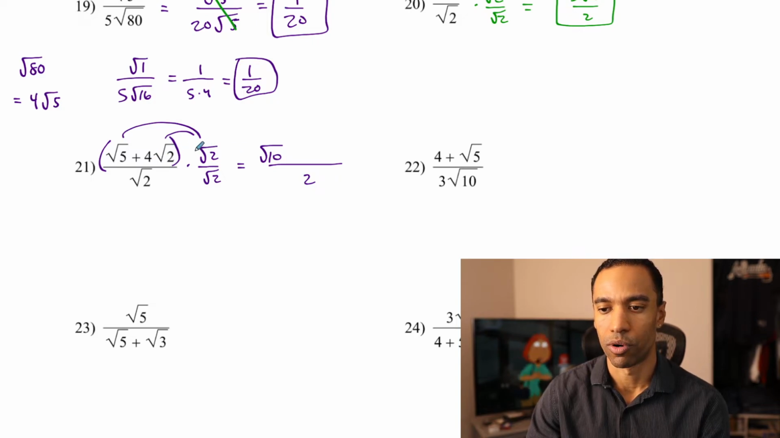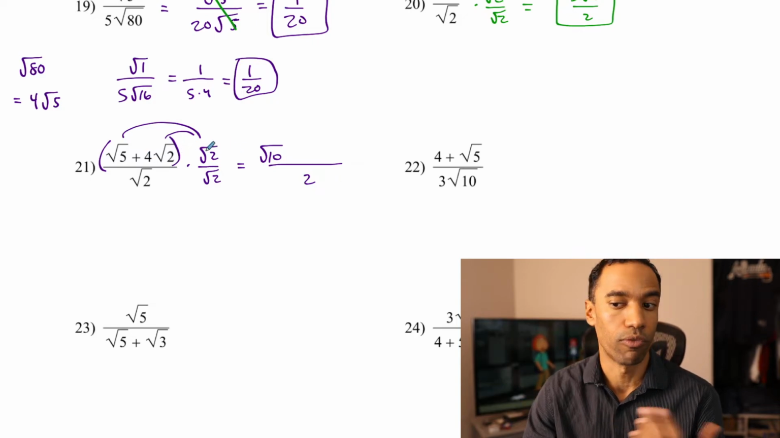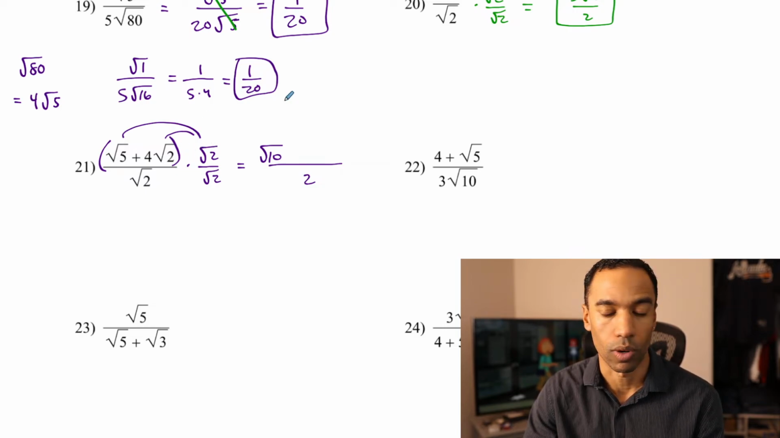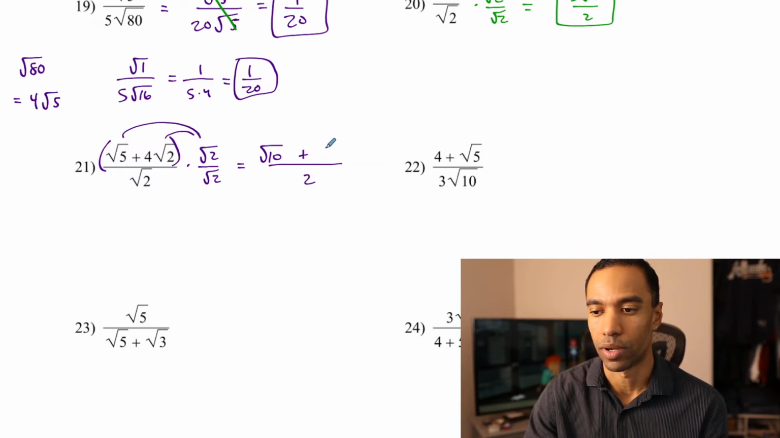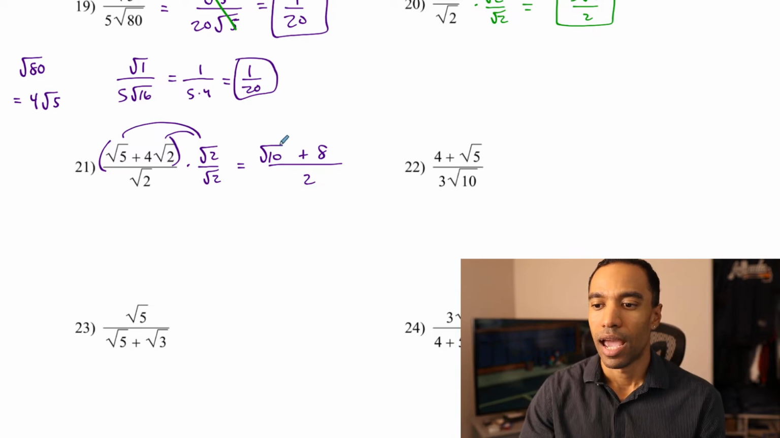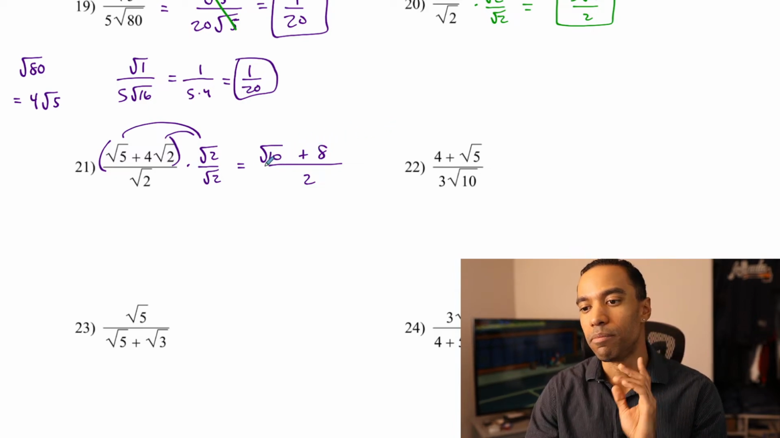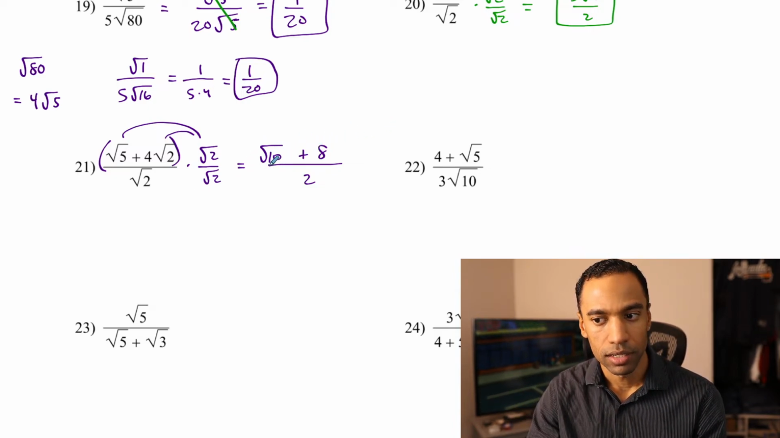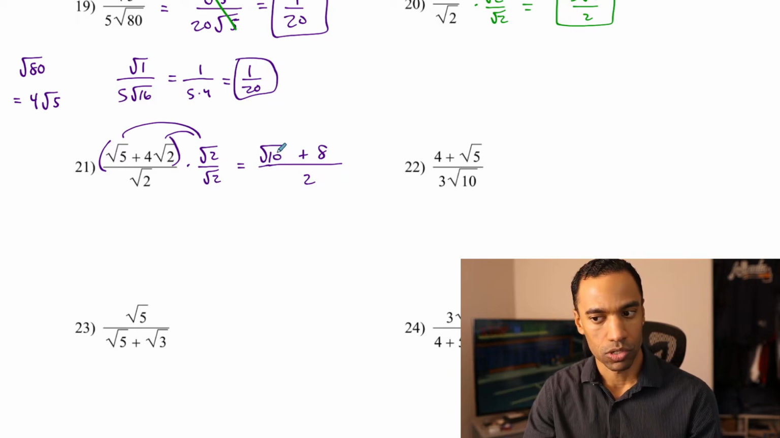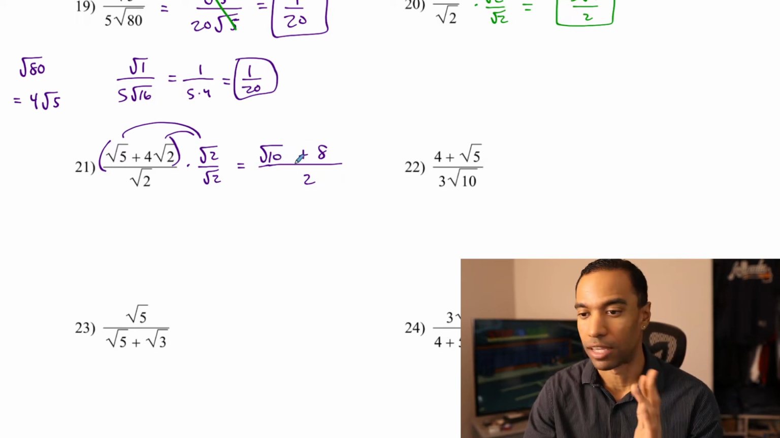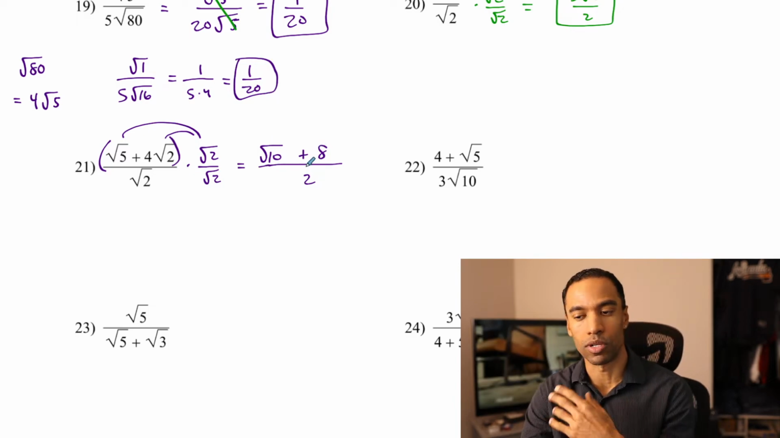Root 2 times 4 root 2 would become 4 root 4, or 4 times 2, which is 8. I don't know why that took me a second. And then I'm done. If this could reduce, we would have. If I could combine up top, I would have. If this could reduce, I would have.